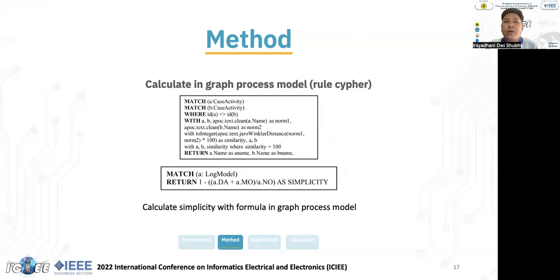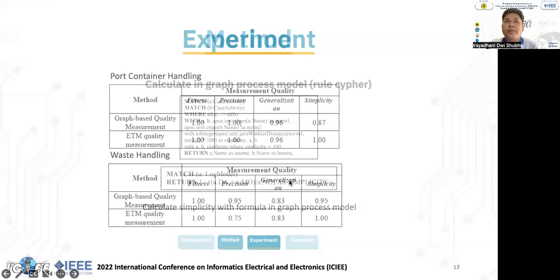And the next step is to calculate simplicity with the formula in the graph process model. In the simplicity, the redundant activity is calculated by the similarity of activity names in the process model with different process IDs. If there is no node that has an activity name with a similarity equal to 100, then the value of the redundant activity is equal to 1. And the number of operators is calculated based on any relation that exists in the process model in this formula.